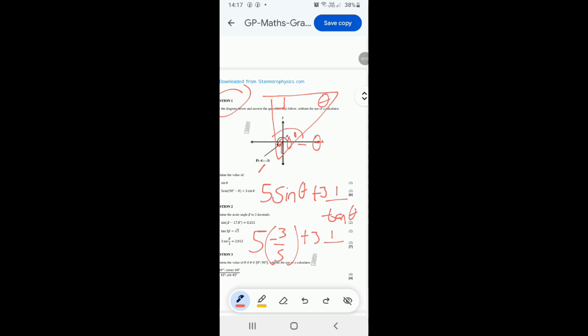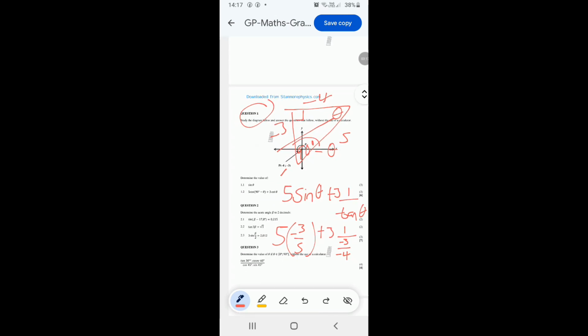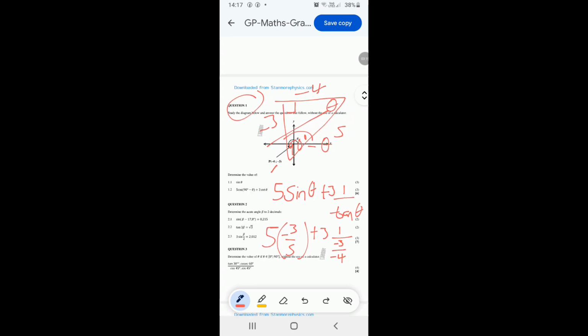Plus 3 times 1 over tan theta. What is tan theta? Did we get tan theta before? Maybe not. So here we had minus 4, minus 3, and 5. Tan theta is opposite, which is minus 3, over adjacent, which is minus 4. So we can simply use a calculator and we will get our answer. The answer is 1. Let's quickly go to question 2.